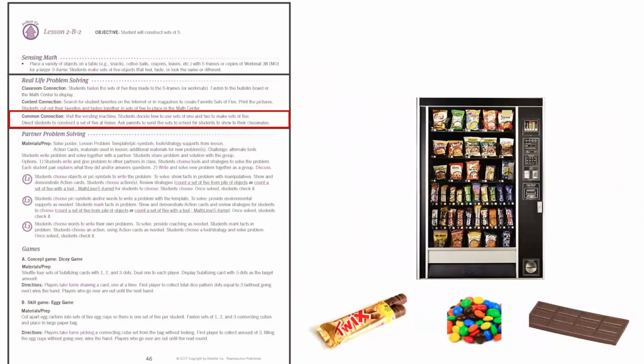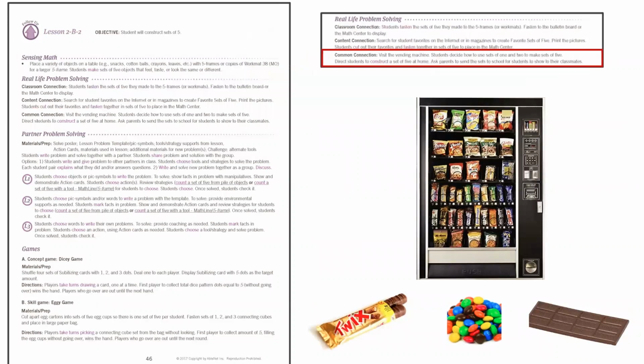Common connection is the third and final activity within real-life problem solving. Common connections identify math found within the community, home, or common areas of the school, such as the hallway, lunchroom, media center, school grounds, or even a community trip to the store. You can also incorporate completing an internet search during this time as well.